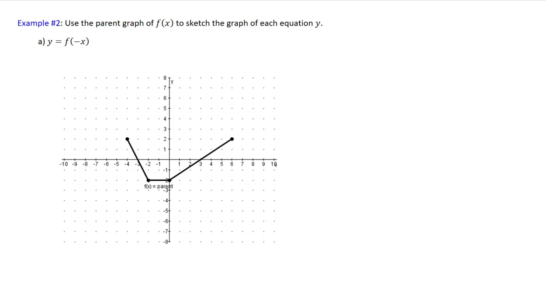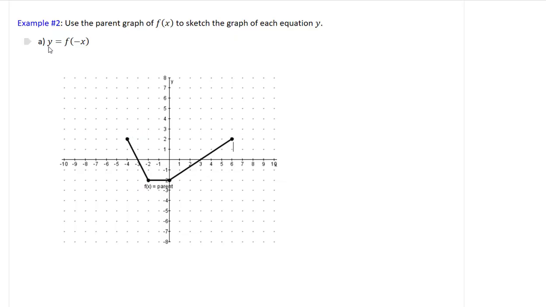Welcome to another video on graphing functions using transformations. For this problem, we'll be using the 4 points that are provided on the graph of the parent function to apply the transformations. -4 followed by 2, -2 followed by -2, 0 followed by -2, and 6 followed by 2.